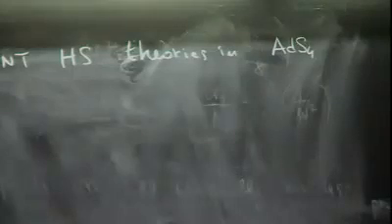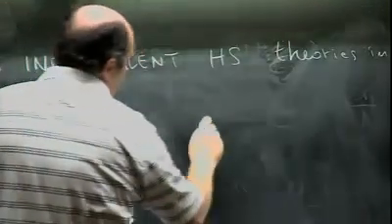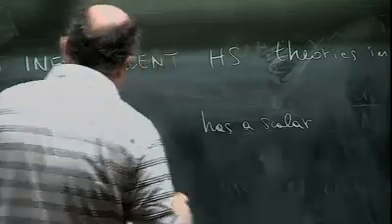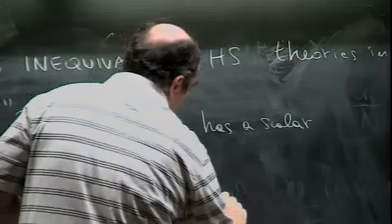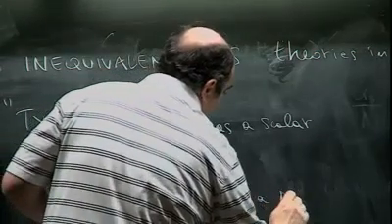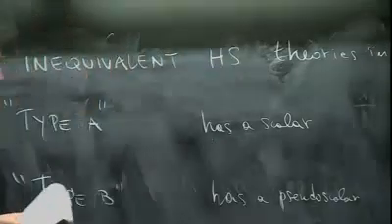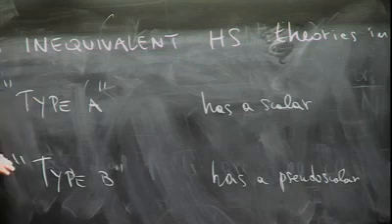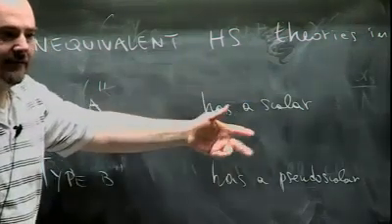Okay, there's the theory which was called type A. This theory has a scalar, and there's the theory which was called type B, which has a pseudoscalar. Okay, this was known before the idea of AdS/CFT, that Vasiliev equations have two special types of inequivalent theories that are called type A and type B. So they have almost the same spectrum, apart from this difference, but they have very different interactions.